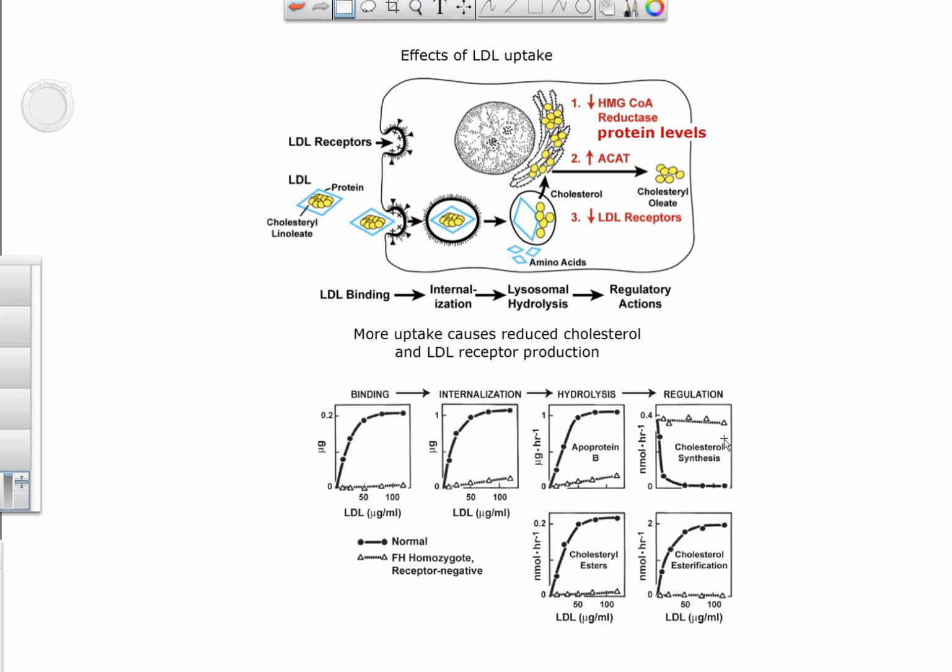And then regulation. Regulation is measured as how much cholesterol synthesis is going on. We've seen the graph before, but here it is again. When there's an addition of cholesterol in this form through these LDL receptors, the wild-type cells now fail to make more cholesterol. And here, the FH individual cells continue to make cholesterol, no change. And that's because LDLs haven't been brought in, cholesterol hasn't been released, there's nothing to inhibit cholesterol synthesis.